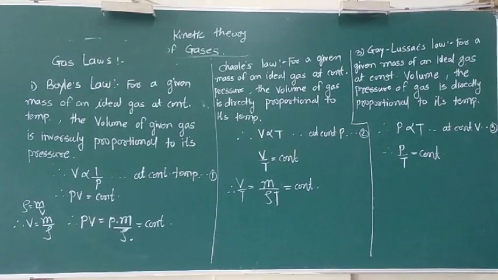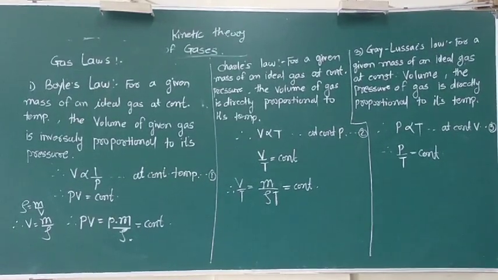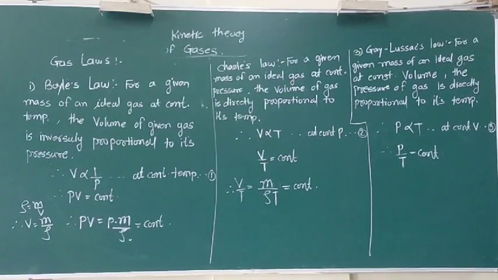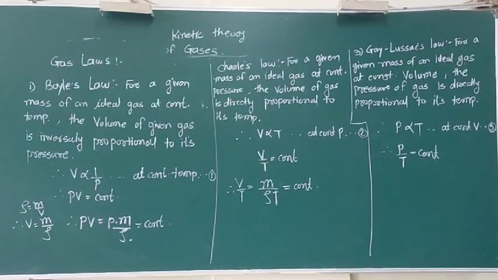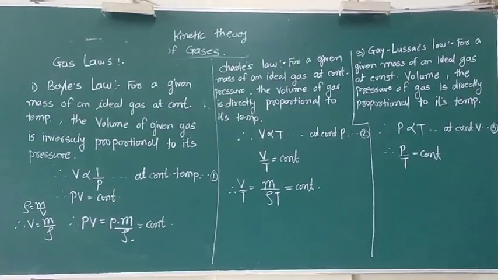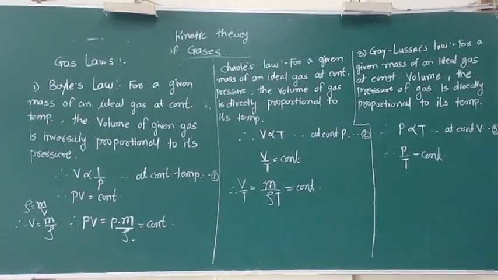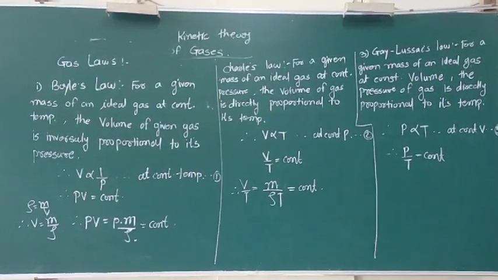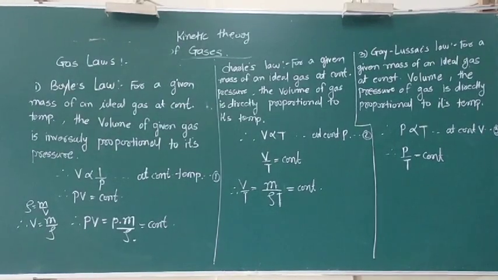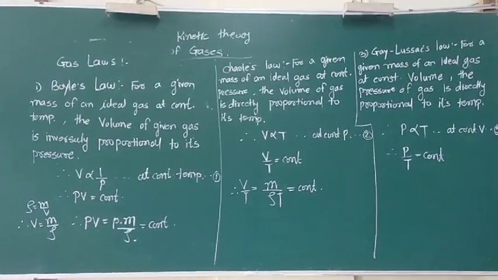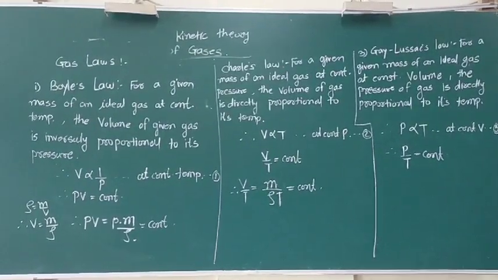When V is inversely proportional to P at constant temperature, therefore PV is equal to constant. Now, by using the formula of density, density is equal to mass upon volume, so volume is equal to mass upon density. Therefore, PV is equal to P into M upon rho, which is equal to constant. This is Boyle's law.